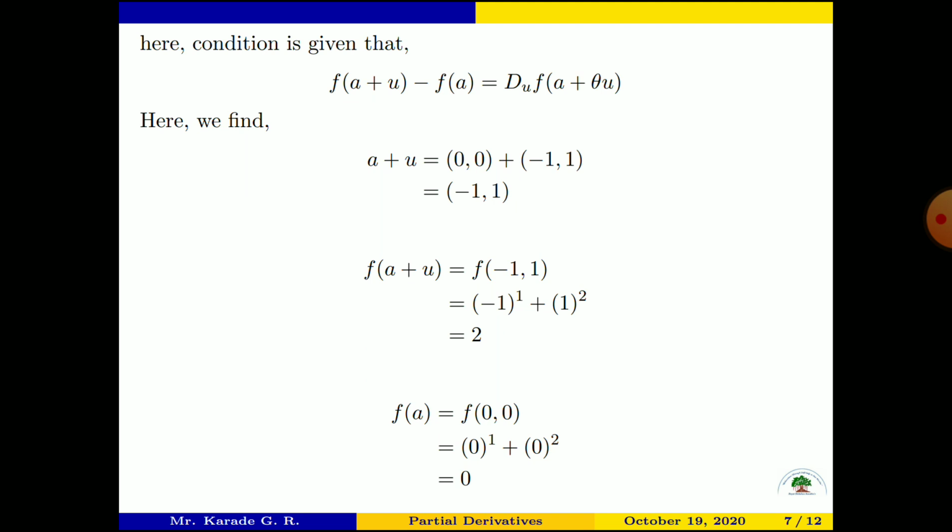And now find out f of a is equal to f of 0, 0, which is equal to 0 square plus 0 square, which is equal to 1. Here is, I think, some mistake. 0 raised to 1 is written, but it is not 0 raised to 1. It must be 0 square. 0 square plus 0 square, and the final answer is 0. Okay.